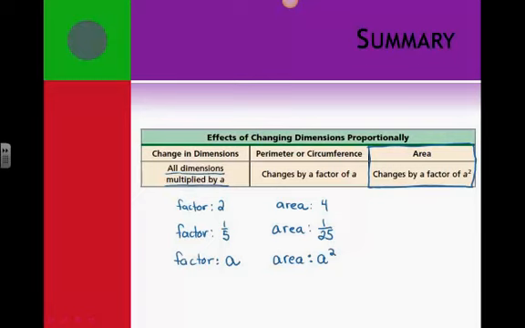Now, we didn't explore this, but the other outcome is that the perimeter will just change by a factor of a. So this is for the dimensions. If you change the dimensions by a factor of a, then the area will change by a factor of a squared, and the perimeter will just change by a factor of a. So that's the conclusion we can draw. Now let's see if we can work backwards.